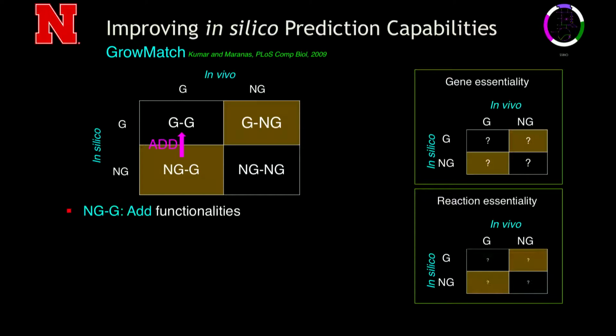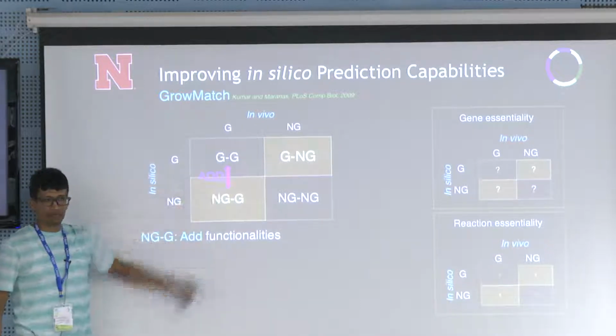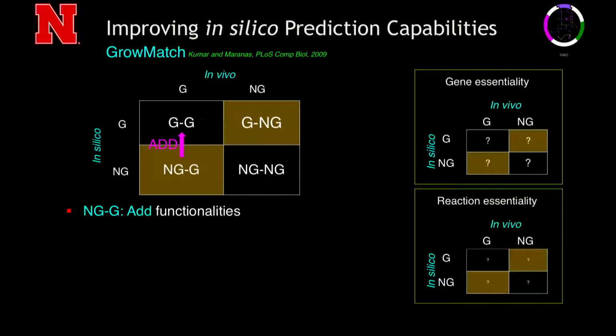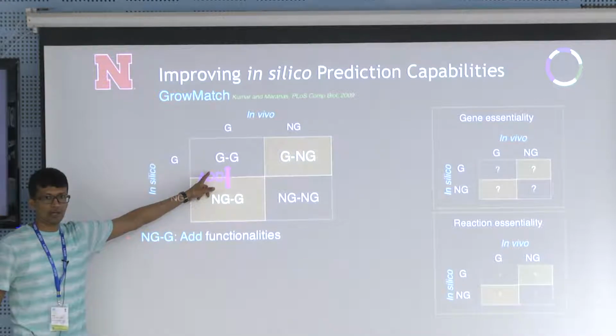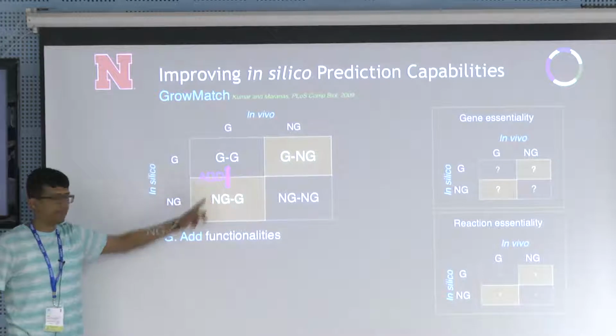The question is, how can we get rid of them? We have discussed, if the model has NGG, you will add functionalities. When you do that, you are moving some of these things up, right? Are we all on the same page? What do I mean by this arrow? Let us say you have a mutant which can grow, and you are fixing it in your model. As soon as you fix, from this cell it will move there, right? If you can fix it, it will be GG, right?